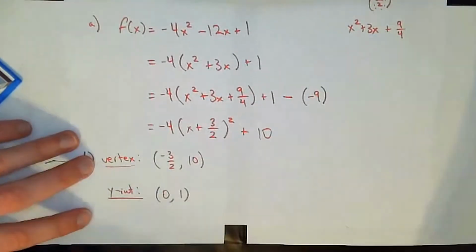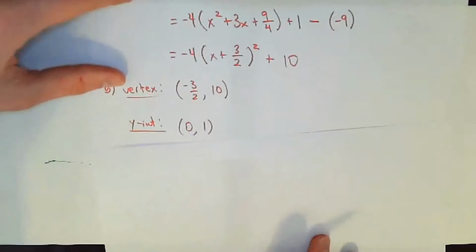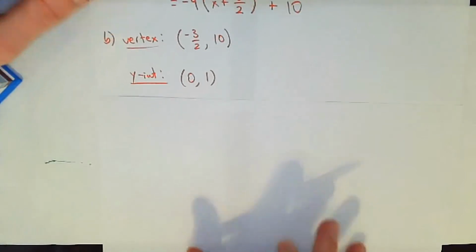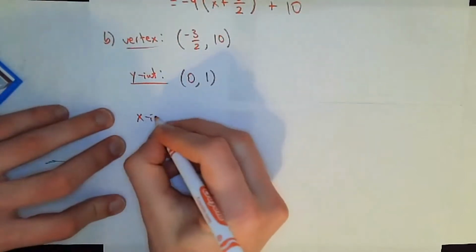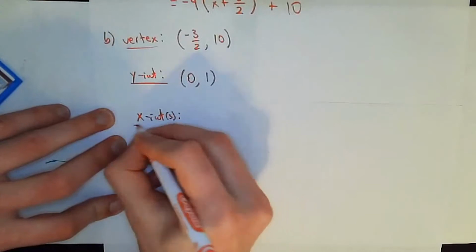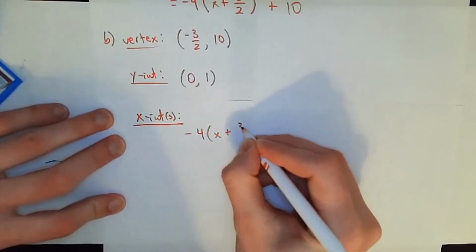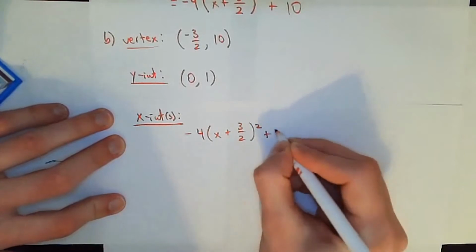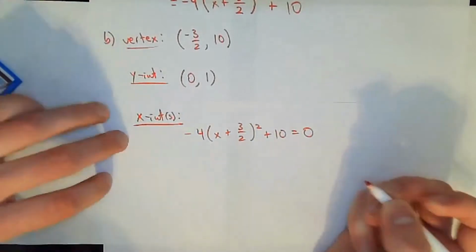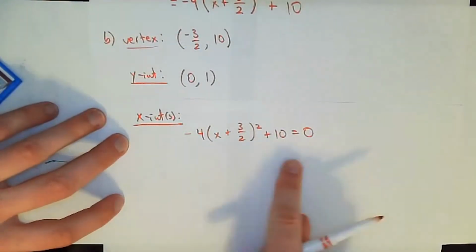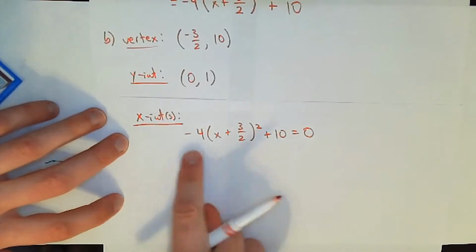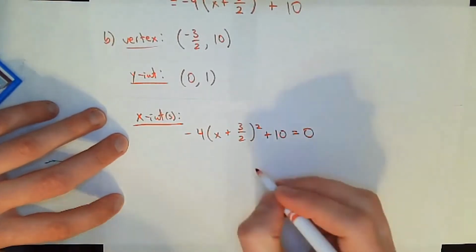My x-intercept, well, I'll probably get a new piece of paper for that one because that's going to be a bit more work. Okay, so I set the function equal to 0. Are there shortcuts for the x-intercepts? Not really, other than asking a computer to help. So I set the whole function, the standard form, equal to 0, and I'm going to solve for x.